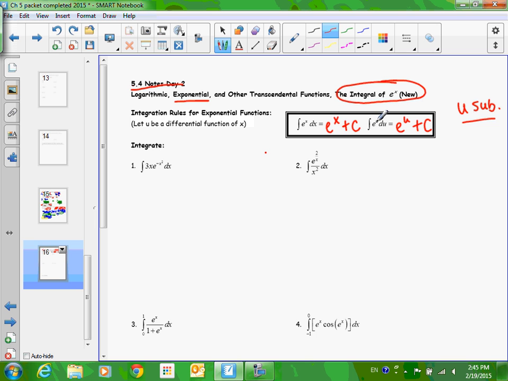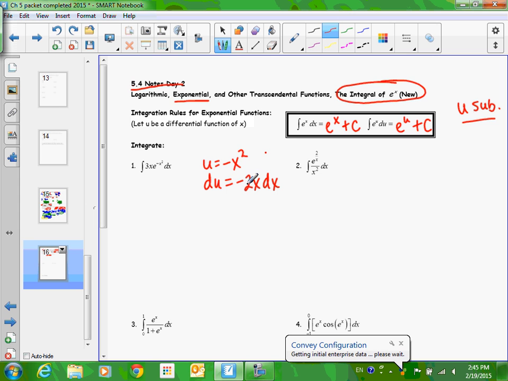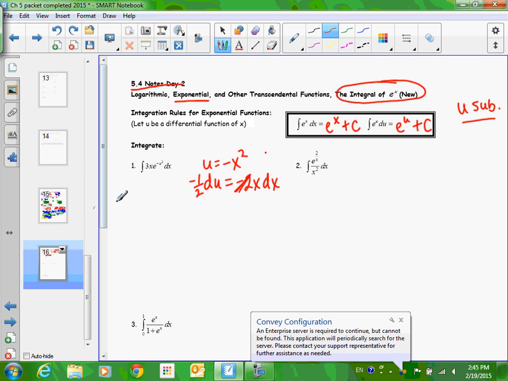That's also hinting at, hey, when you have e to a power that's not just x, let that be the u. So on number 1, we need to let the u be that power, negative x squared. Then what would du equal? Yeah, negative 2x dx. And that negative 2, we've been doing this for a while now, we divide over to the other side. So negative 1/2 goes to the front. There's another number that's going to go to the front. 3.